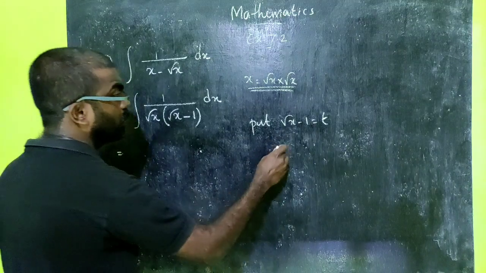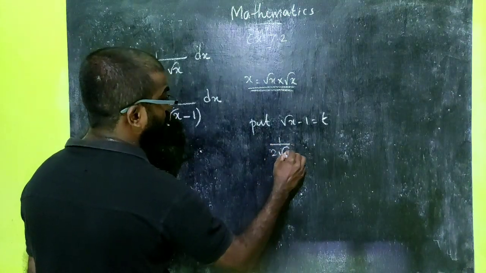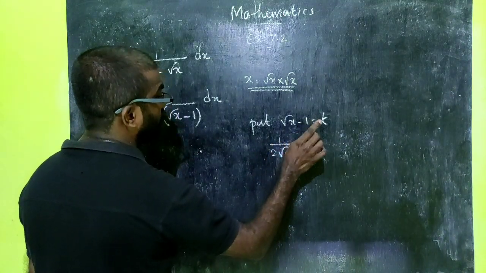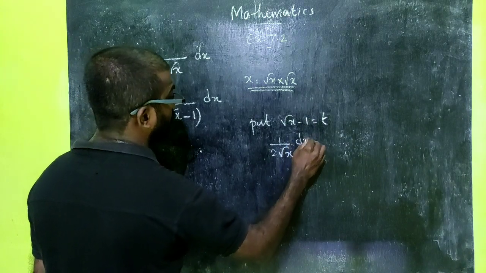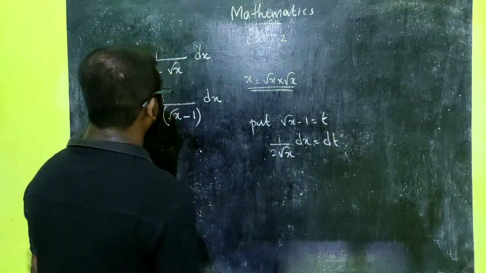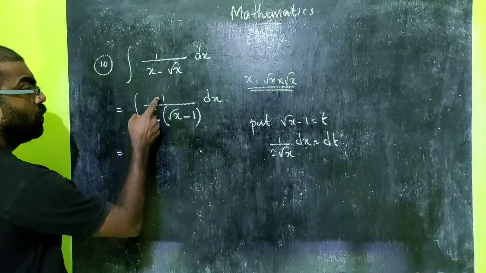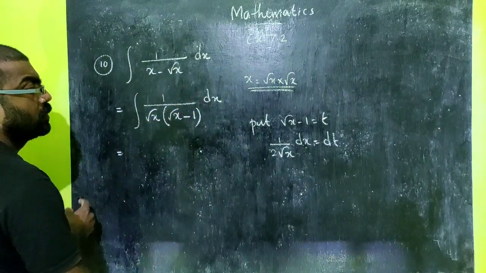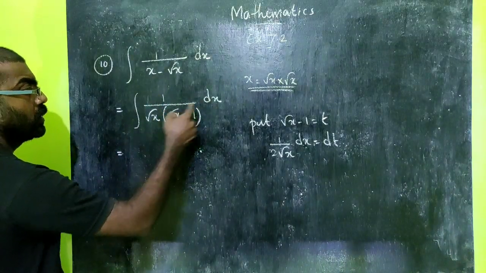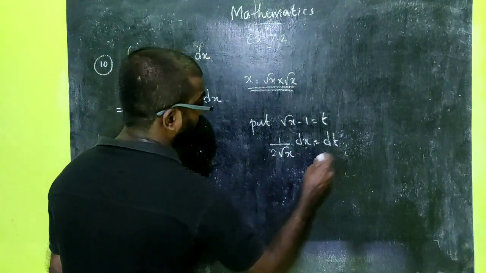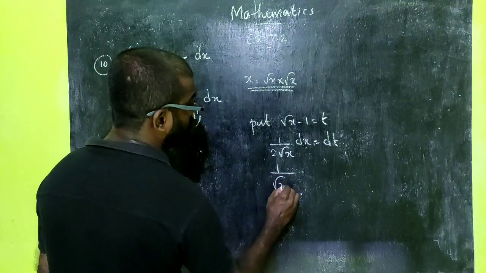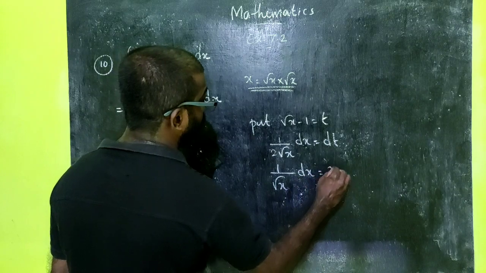Now we can find the derivative. 1 by 2 root x minus 1 derivative is 0. So 1 by 2 root x dx is equal to dt. Here we have 1 by root x dx, so this 2 we can cross multiply: 1 by root x dx is equal to 2 dt.